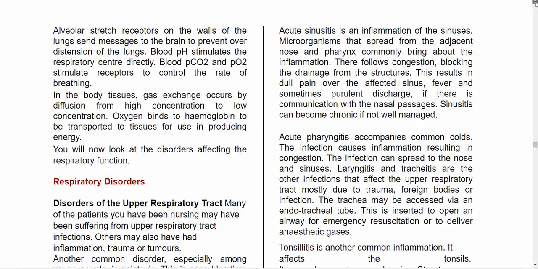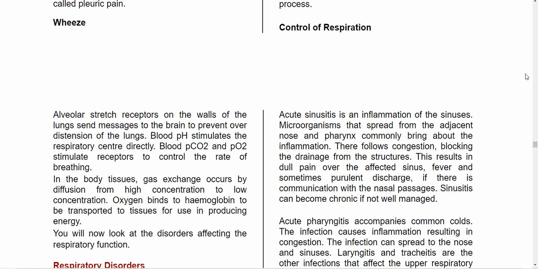Proceeding on the same, we have acute sinusitis. In your facial bones, we have cavities or spaces within the frontal bone, the sphenoid bone, the nasal bone. These spaces are called sinuses. They house air and some sinus fluid. So acute sinusitis is an inflammation of the sinuses. Mostly when you have a flu and you feel like you just need to slap your forehead. The microorganisms that spread from the adjacent nose and pharynx commonly bring about the inflammation, and there follows congestion blocking the drainage from the structures.